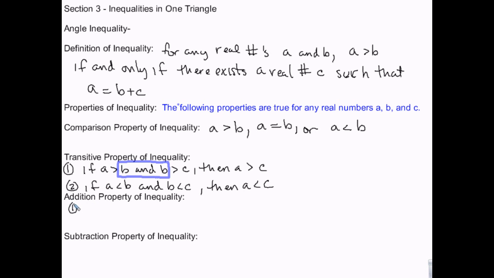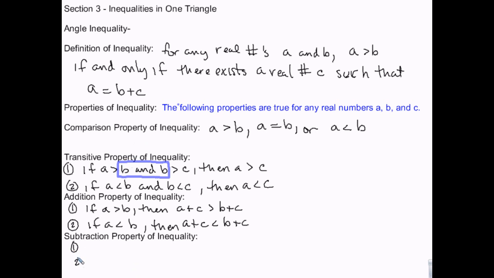Again, for the addition property, there's 2 also. If A is greater than B, then A plus C is greater than B plus C. Or I have if A is less than B. Basically, same thing as with an equal sign. I can add the same number to both sides and it doesn't change anything. If they were equal, they'll still be equal. If one was less than the other, they'll still be less than the other. If they're greater than, it'll still be greater than. It doesn't change the truth if you add the same thing to both sides.